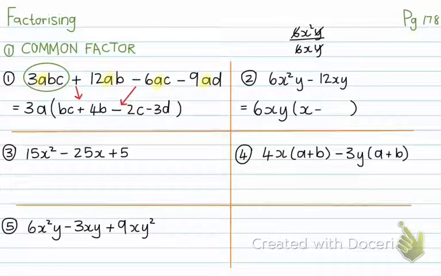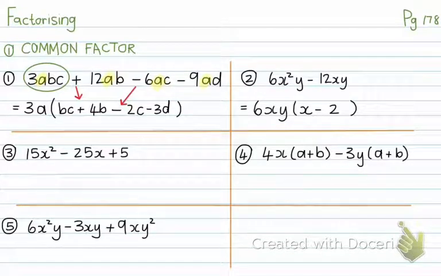Keep the negative there. Now I take the second term, which is 12xy, and I divide it with the common factor that I took out, which is 6xy. The x's will cancel out, the y's will cancel out, and we know that 12 divided by 6 is just 2. Two terms in the expression when I started, two terms in the brackets when I'm done.